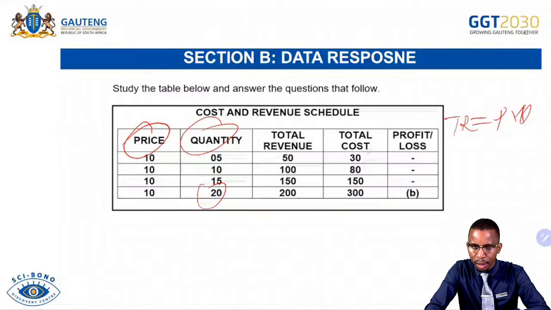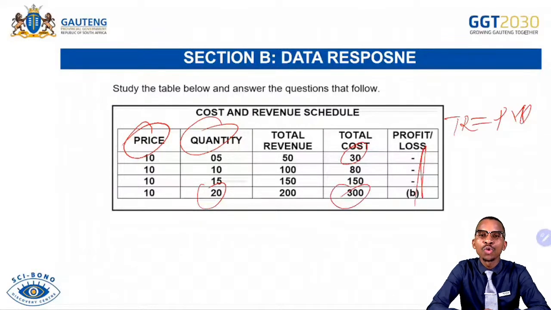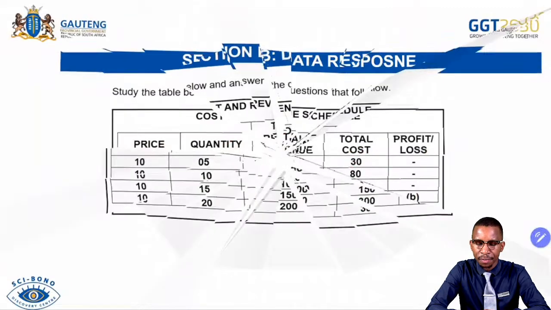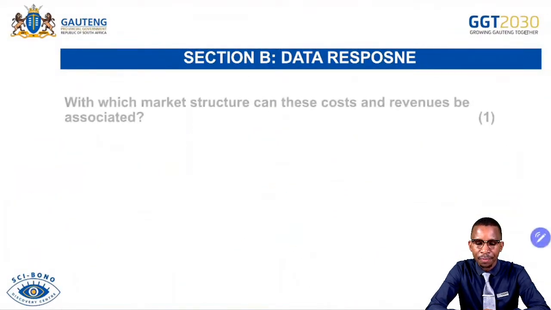And then there we go. We have from 30 up to 300. And then profit and loss. Then there's a space in here. If you see a space like this, that means you must work on calculations. This is a cost and revenue analysis on the table.